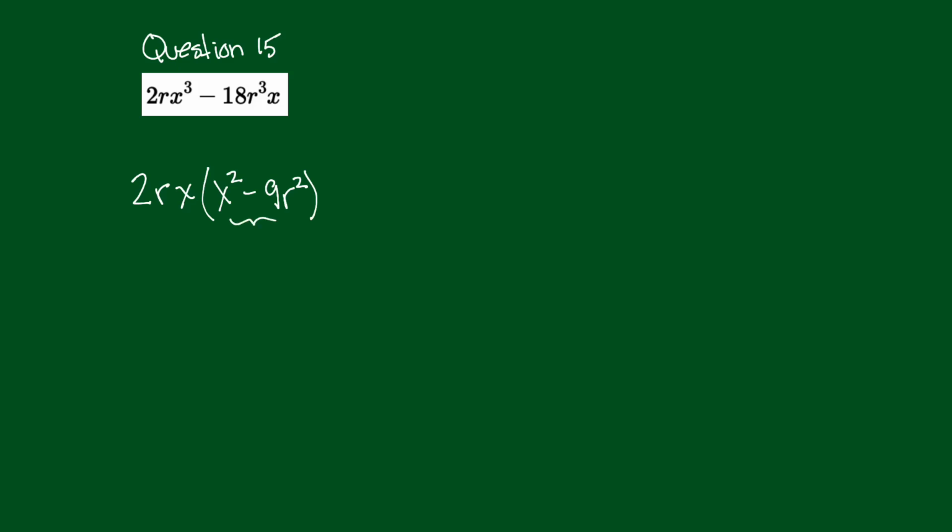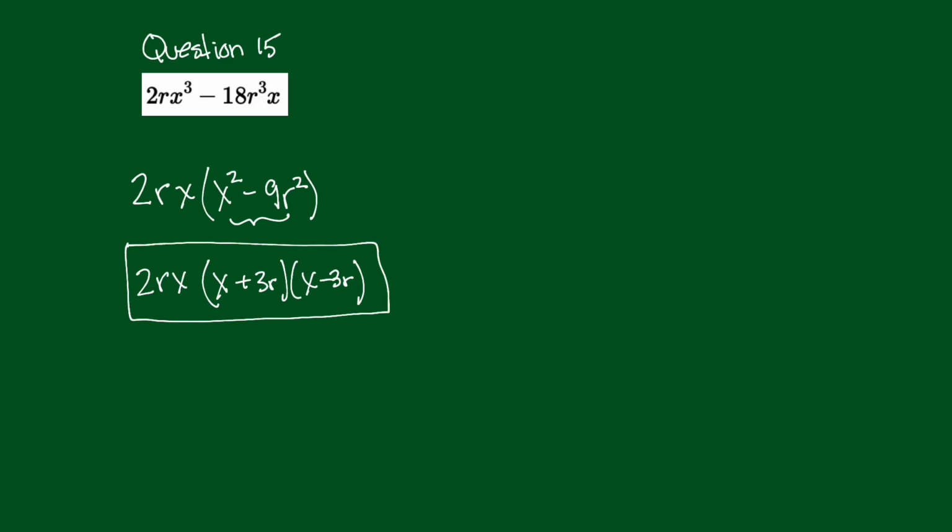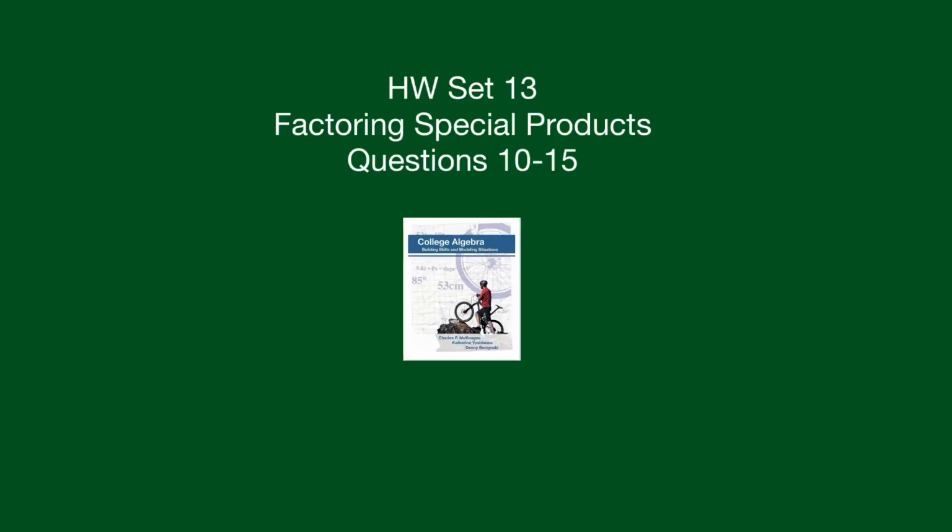Now, see this? Difference of 2 squares. So bring that 2rx along. Here's our parentheses. Now we'll unsquare, right? What do you square to get x? Well, x squared. You get x and x. What would you unsquare to get 9r squared? How about 3r? So 3r, 3r. Make 1 plus and 1 minus. There we have it. That does it. And that ends our homework set 13.